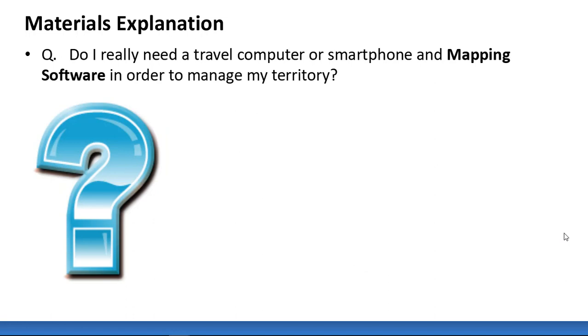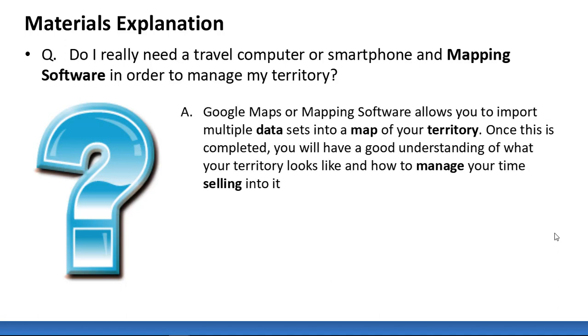So you might be asking yourself, do I really need to have a travel computer or a smartphone and some sort of mapping software in order to manage my territory? And the answer is absolutely. For these reasons: Google Maps and mapping software allow you to import those data sets into your territory and map them out by color code even. So once that's completed, and you're going to see this, you'll have a very good understanding of the scope of your territory, what it looks like, where accounts are clustered, so you can better manage your time selling into it going from point A to point B.